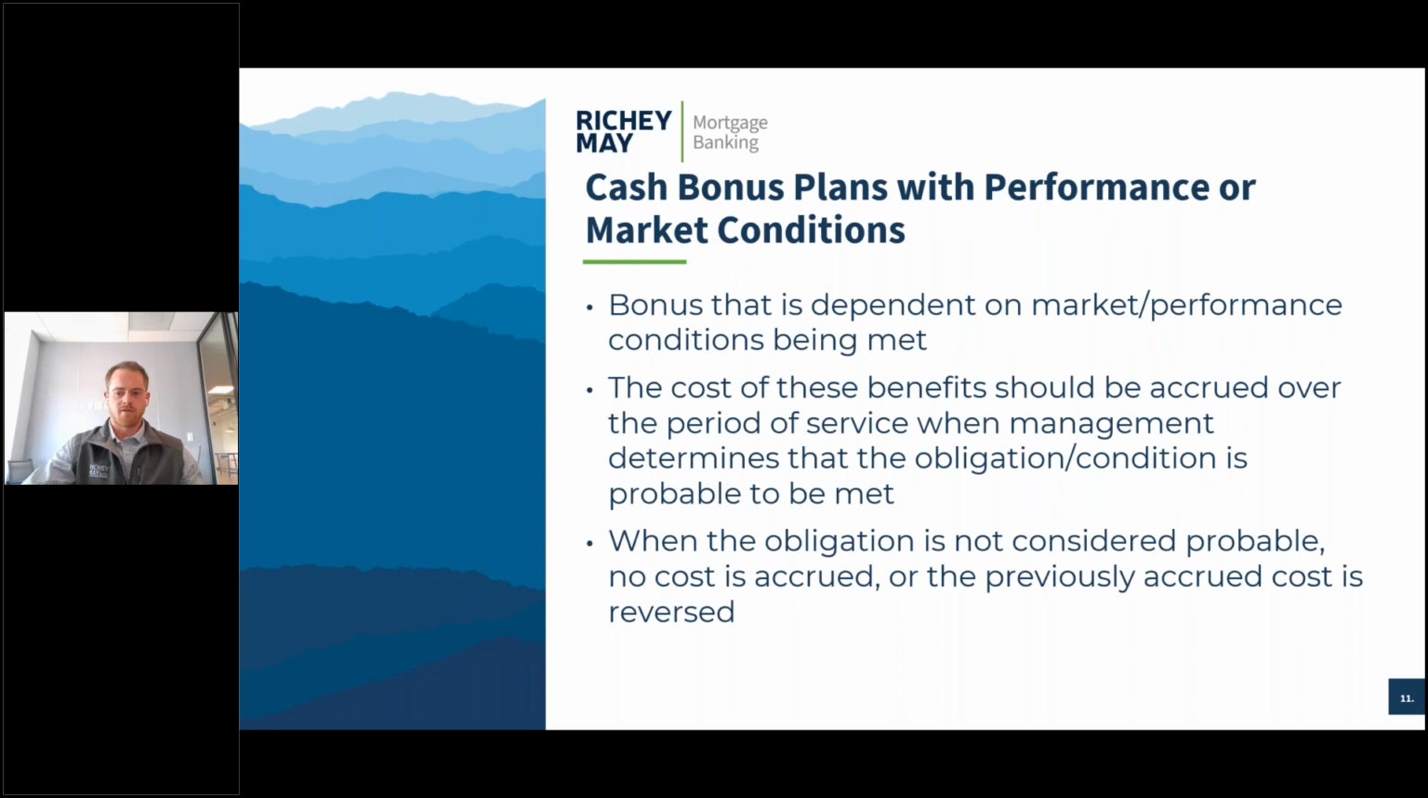The cost of these benefits should be accrued over the period of service when management determines the condition is likely to be met. And then inversely, if management does not feel that the condition that the performance or market bonus was based upon is likely to be met, no cost would be accrued, or if a cost was previously accrued, it would be reversed.